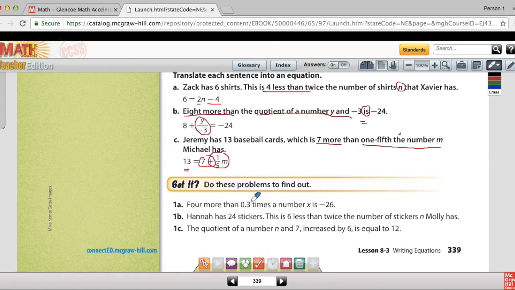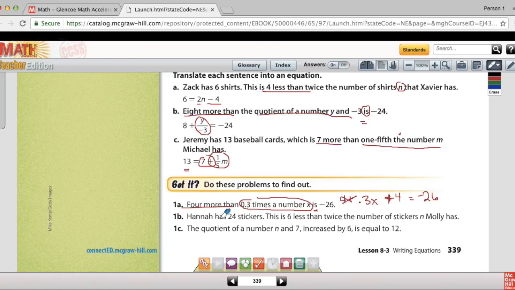4 more than 0.3 times the number x. 4 more than that, you could put 4 plus, or you could do plus 4 on the other side. It really doesn't matter because the commutative property is telling us we can do it in any order on either side there. And then the word "is" equals, and then negative 26.